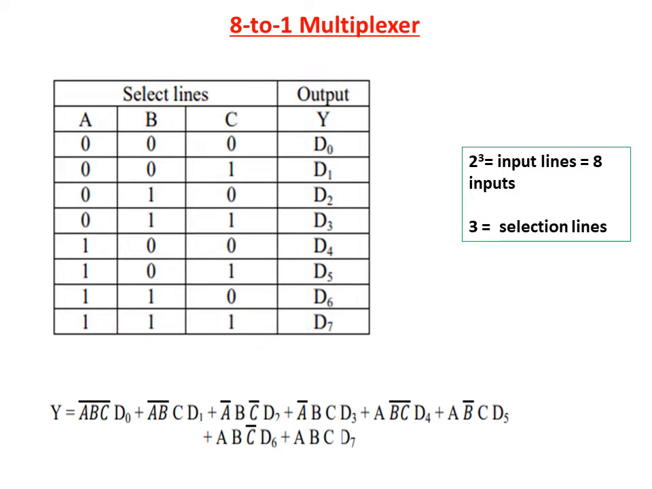Now the expression at this position is A bar, B bar, C bar and D0. At this position the expression is A bar, B bar, C, D1. Here the expression is A bar, B, C bar, D2. Here A bar, B, C, D3. Here A, B bar, C bar, D4. Here A, B bar, C, D5. Here A, B, C bar, D6. Here A, B, C, D7.